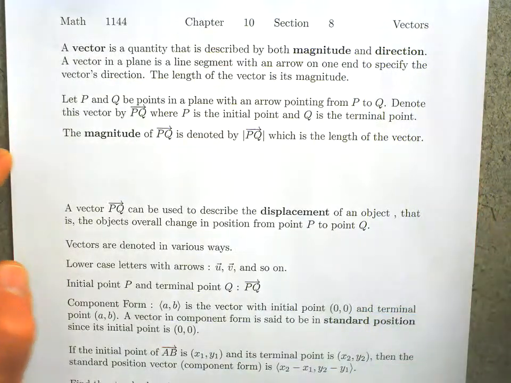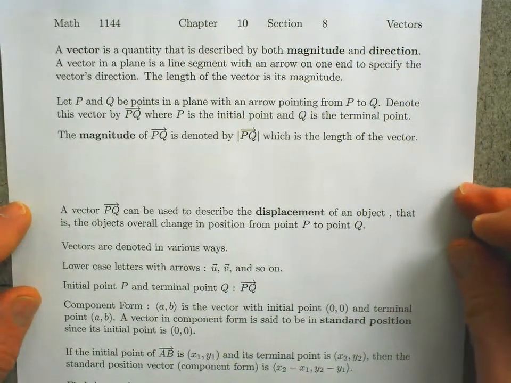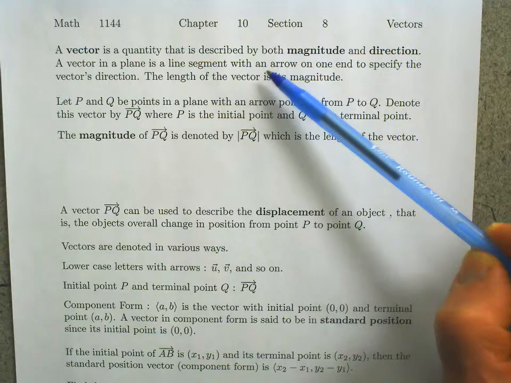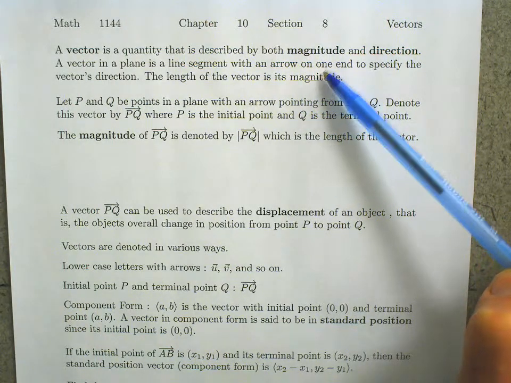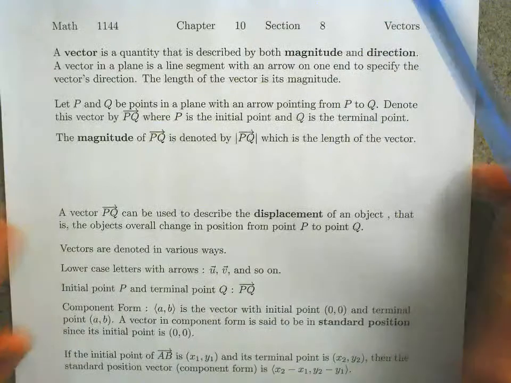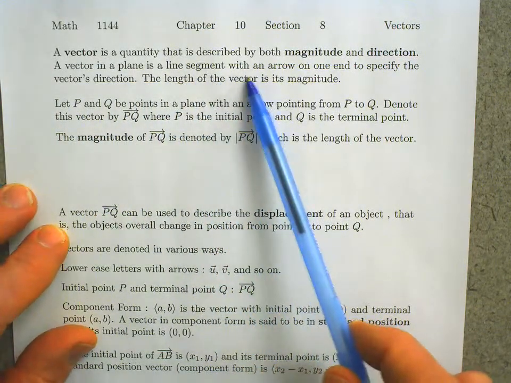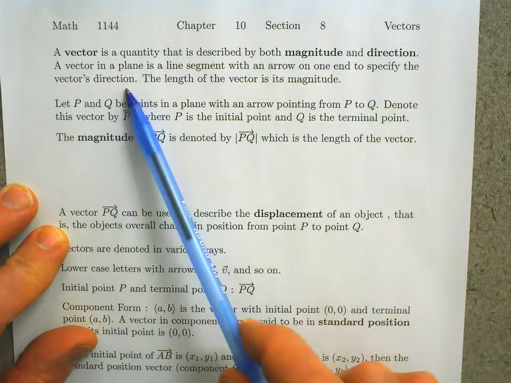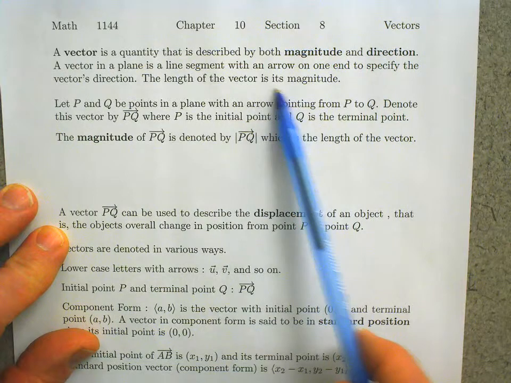So section 10.8 is on vectors. Okay, a vector is a quantity that is described by both magnitude and direction. A vector in a plane is a line segment with an arrow on one end to specify the vector's direction, and the length of the vector is the magnitude.